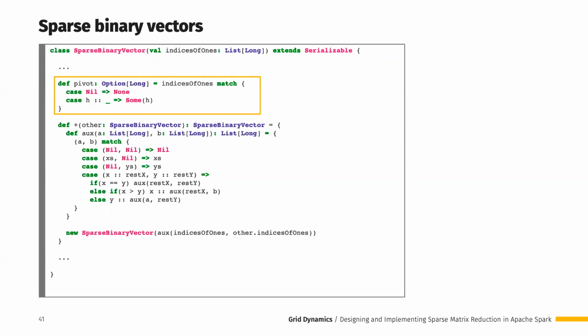For convenience, here we use Scala's Option instead of just having it as a Long. So in case the vector is a zero vector, so it does not contain any ones, we set the value of the pivot to None, otherwise to Some(head). But why is it important? It's important because in Scala, a List is actually a singly linked list. So taking the head is a constant operation in terms of time complexity. And if the sorting were in ascending order, we would have to get the last element, which is O(n), so linear.